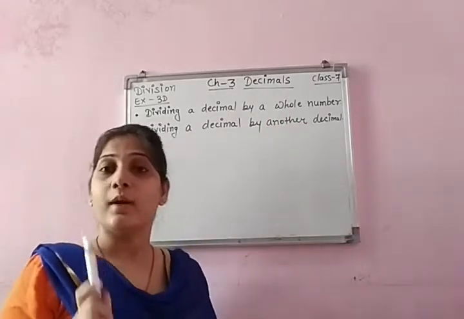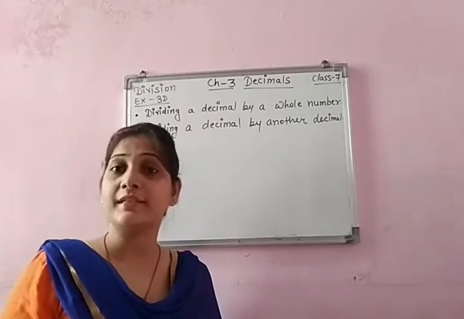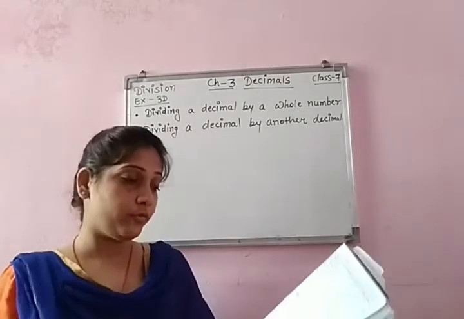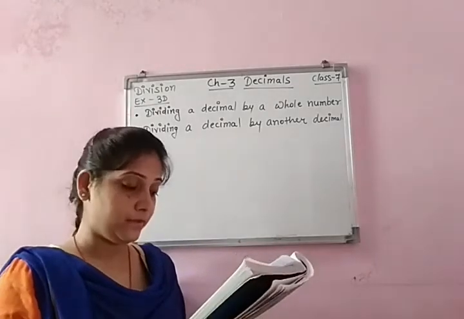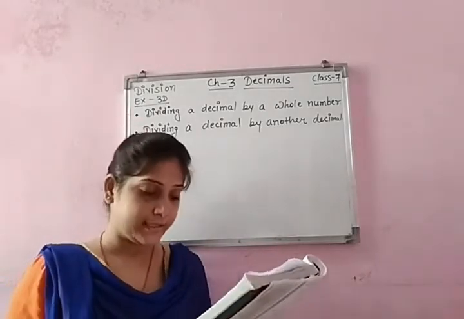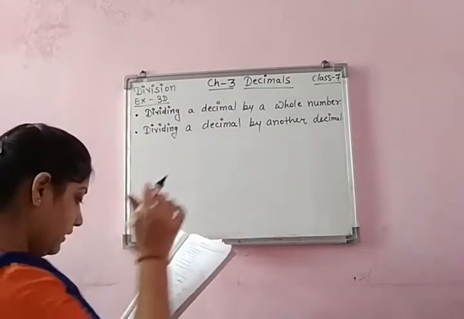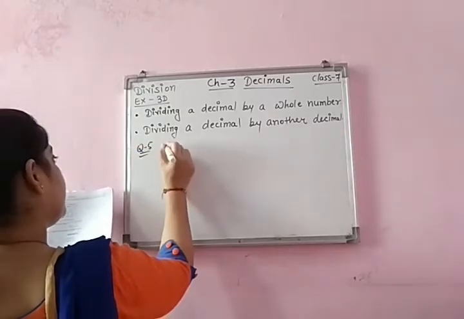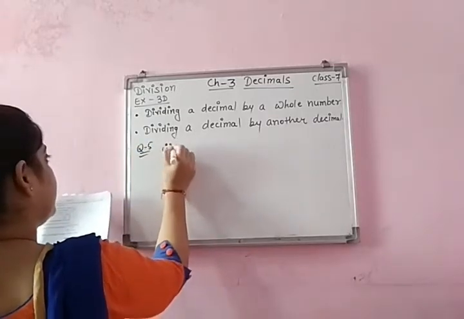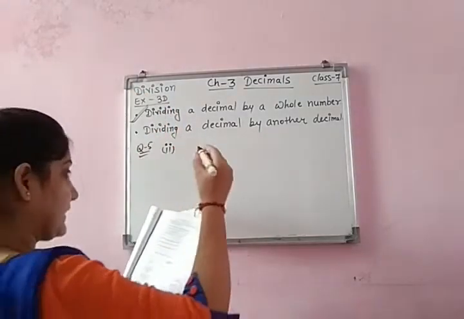It means one decimal number is given to us and one whole number is given to us, and we have to divide that. So from your book exercise 3D, it's question number 5. We are starting from this. I am telling you the second part, children. First we are doing this topic.